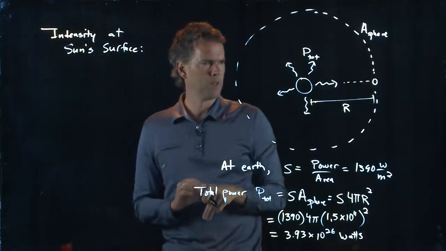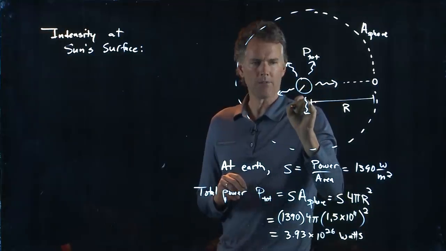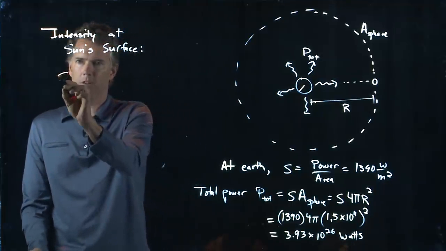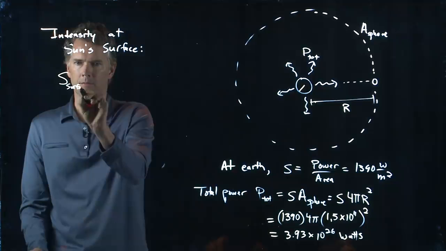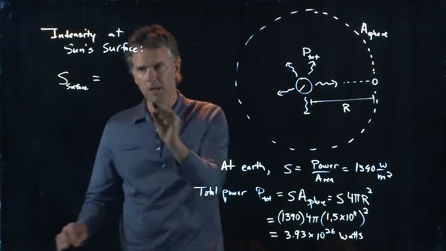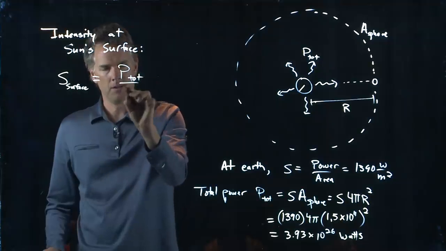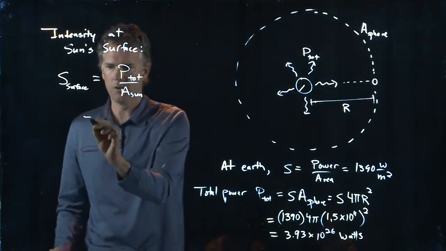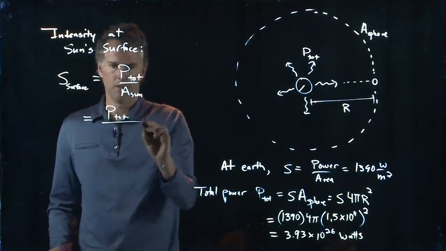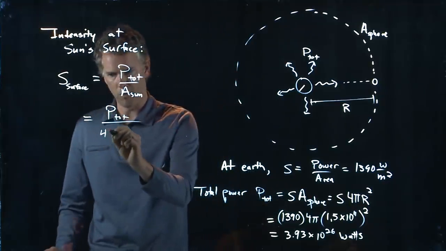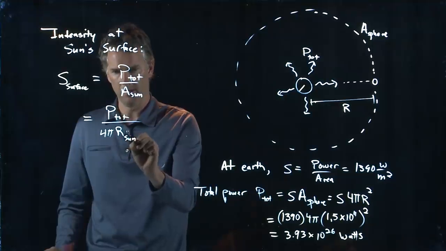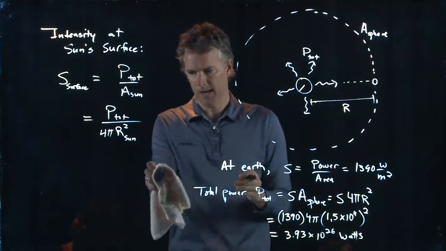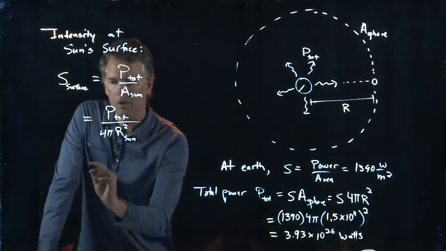How do we do that? Well, we're going to need to know the radius of the sun. And if we do that, then we can calculate the intensity at the sun's surface, because it's just going to be that total power divided by the area of the sun. And we know the total power. And the area of the sun is 4 pi times the radius of the sun squared. And so now again you can look up that number, and let's punch it in right here.